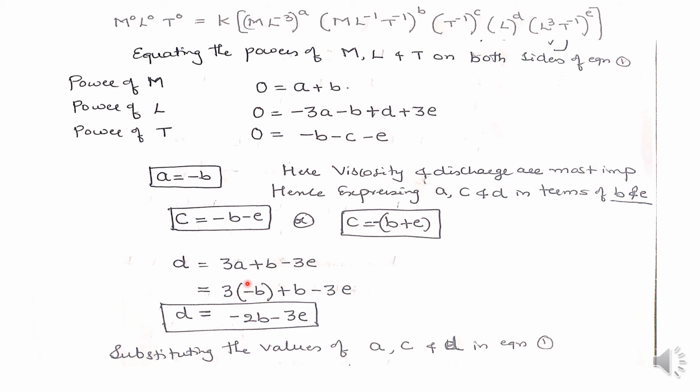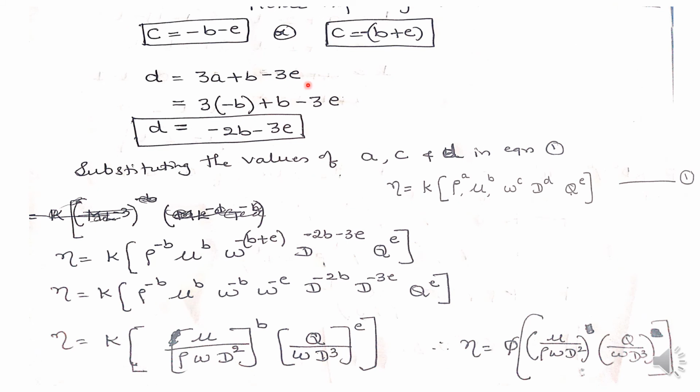That means we have expressed A, C and D in terms of B and E. You can see A is expressed in terms of B, C in terms of B and E, and D also in terms of B and E. So now let us substitute these values of A, C and D into the equation: viscosity to the power B, angular velocity to the power C, diameter to the power D, discharge to the power E. So now let us substitute.